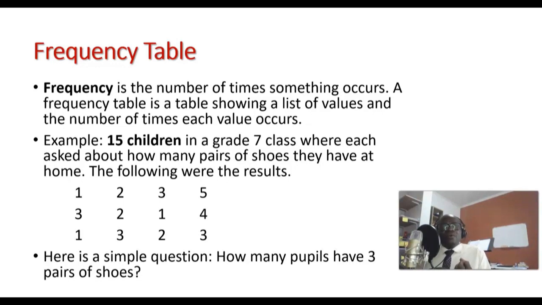Now, when we count the number of times that thing occurs, or different things occur, we may present the information in a table. When we do that, that table is known as a frequency table. So, a frequency table is a table showing a list of values and the number of times each value occurs. Let us look at an example.